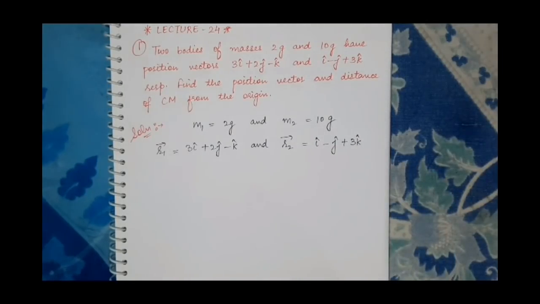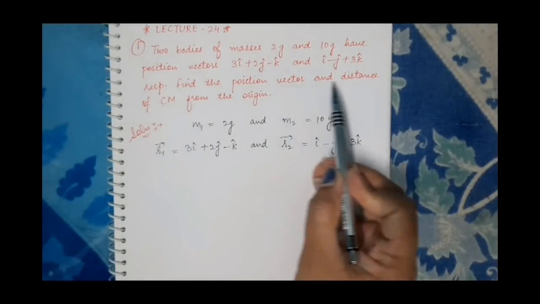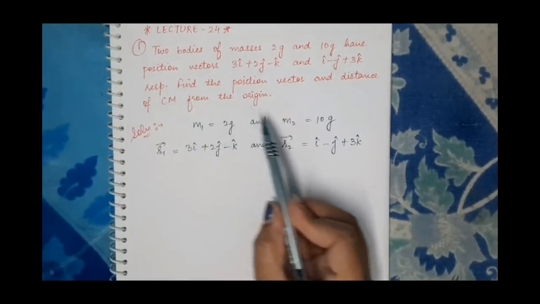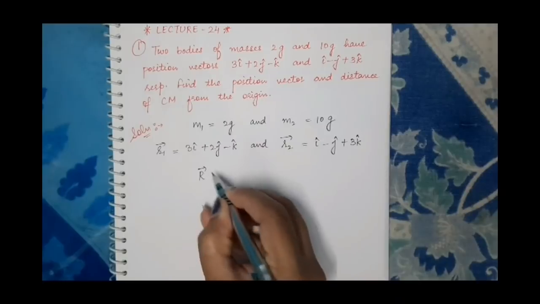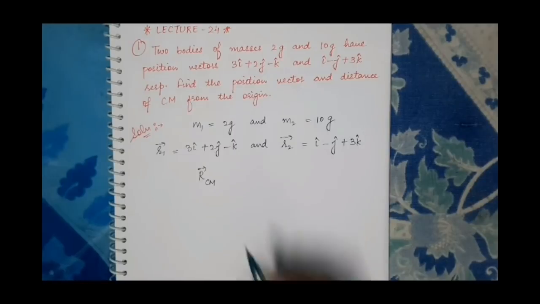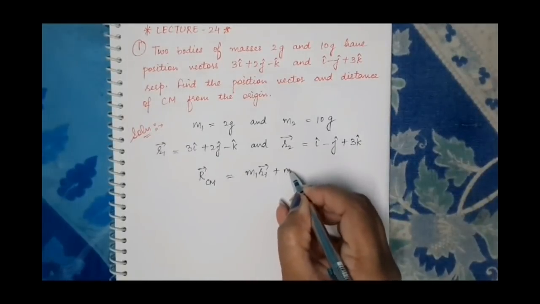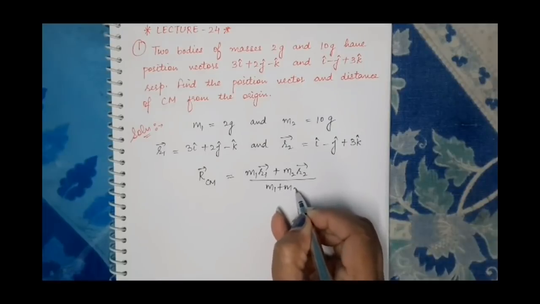Now what do we have to calculate? We have to calculate the position vector and distance of the center of mass from the origin. So first of all, we will find the position vector of the center of mass from the origin. What is the formula for the position vector of the center of mass? It is capital R vector, the position vector of the center of mass from the origin, and it is given by M1 R1 vector plus M2 R2 vector divided by M1 plus M2.